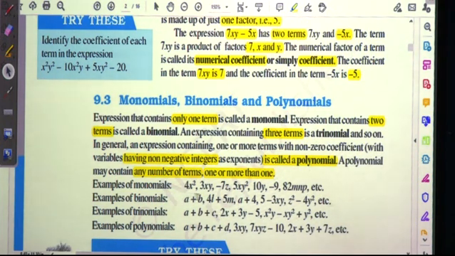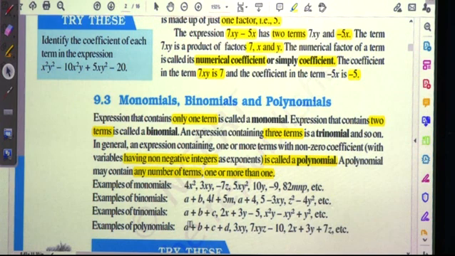Examples of binomials. Here you can see a sign is present in between the two terms. Why? Because binomial means, as we have just seen, there are two terms in the expression: a plus b. a is one term, b is the second term. 4l plus 5m, a plus 4, 5 minus 3xy, z square minus 4y square, etc.